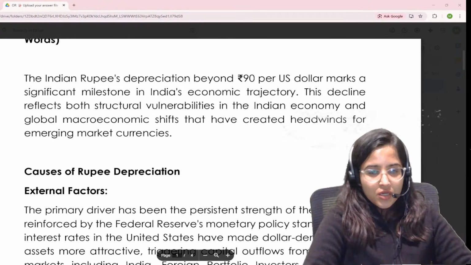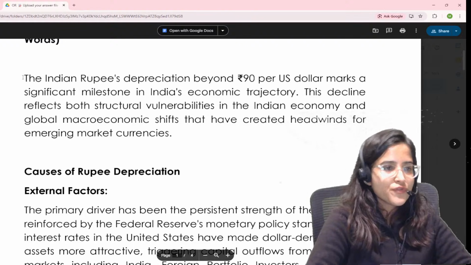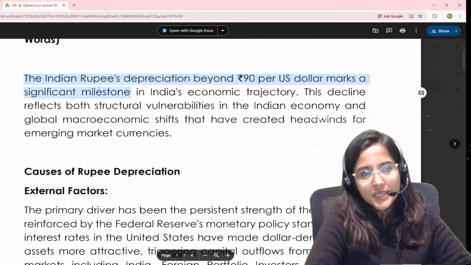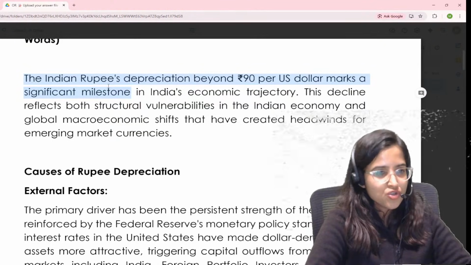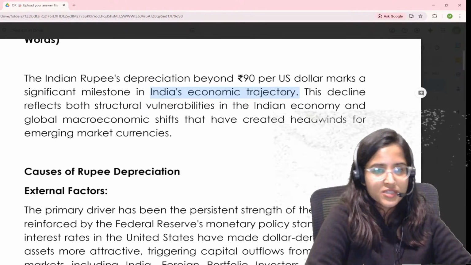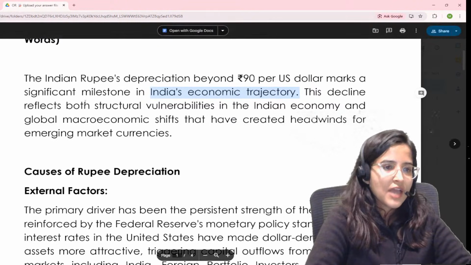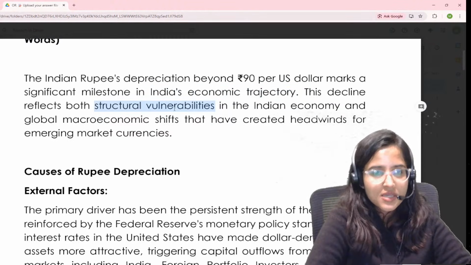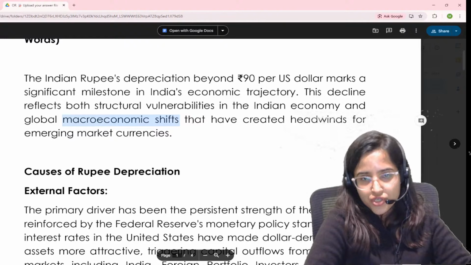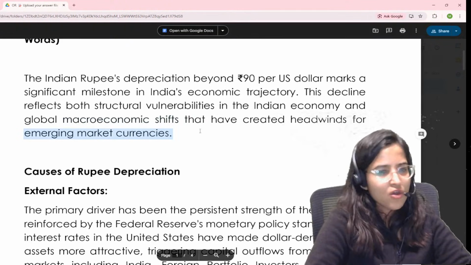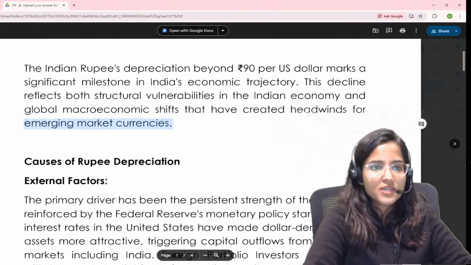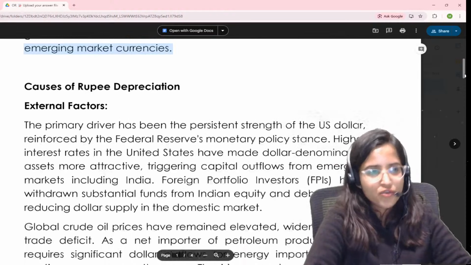Okay then. So first, you've written the introduction that Indian rupee depreciation beyond 90 per US dollar marks a significant milestone in India's economic trajectory. This decline reflects both structural vulnerabilities and global macroeconomic shifts that have created headwinds. Okay, your introduction is good. It is crisp, clear, 3-4 lines, and that is how you have to write.